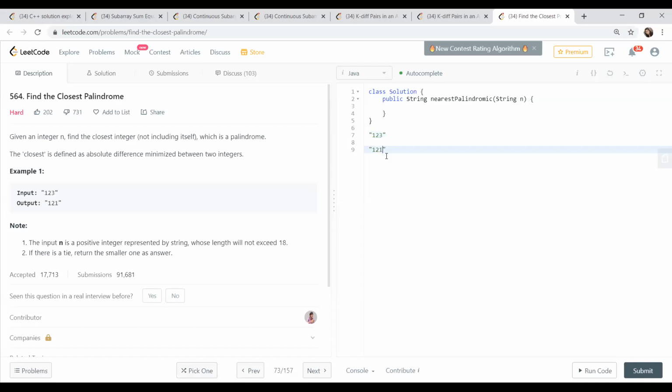Like if we have 121 as well as some other number, and the difference of both those numbers from the target is the same, then we need to return the smallest one of those. Anybody has any approach for this?